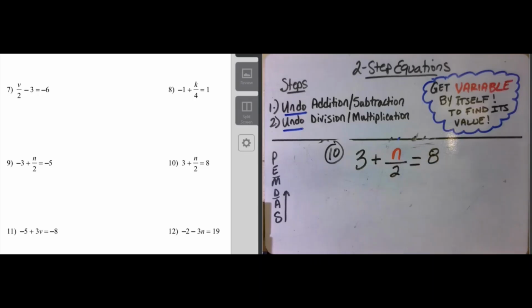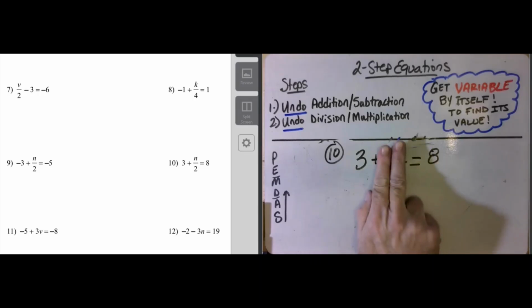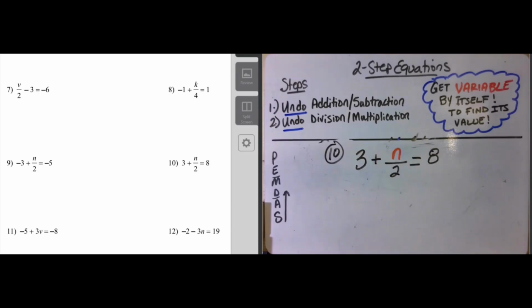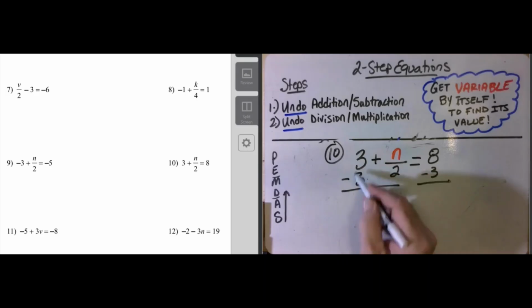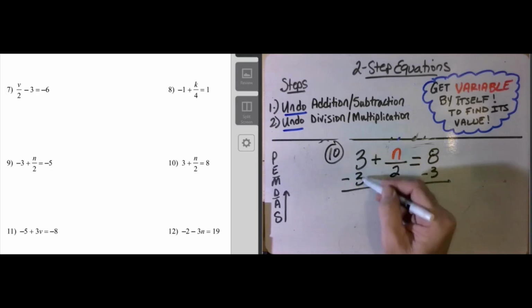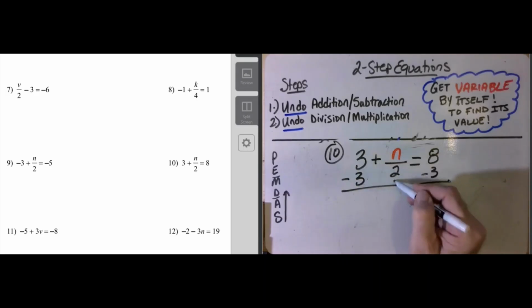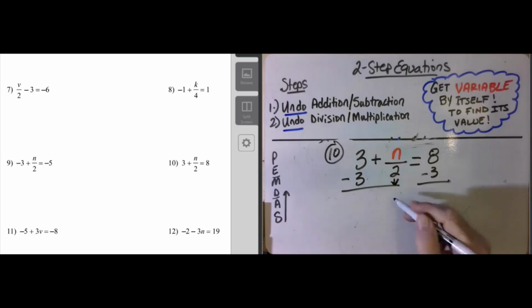We need to get that by itself. What are they doing to that term? They're adding 3 to it, right? Because there's no sign, so that's a plus 3. We're going to do the opposite of that. We're going to subtract 3, and whatever you do on one side, you have to do the other. Draw your lines, be nice and neat. Now it's vertical. 3 minus 3 is 0. There's nothing to add or subtract to that n over 3, so let's bring it down.